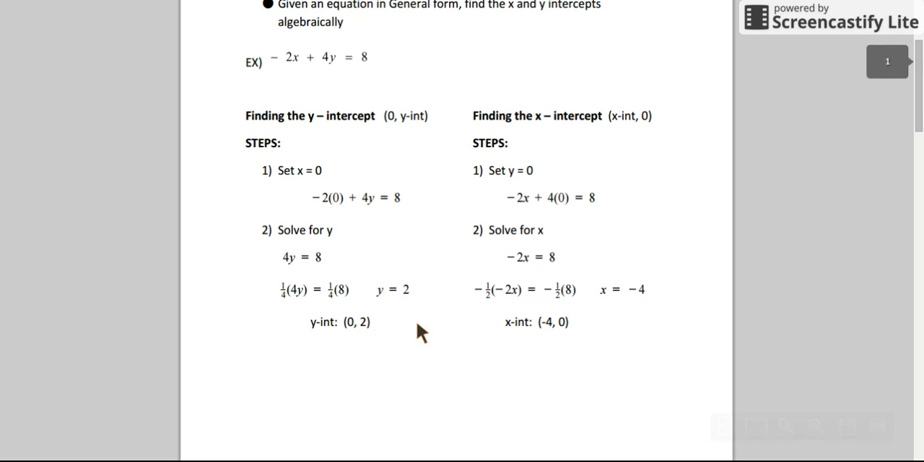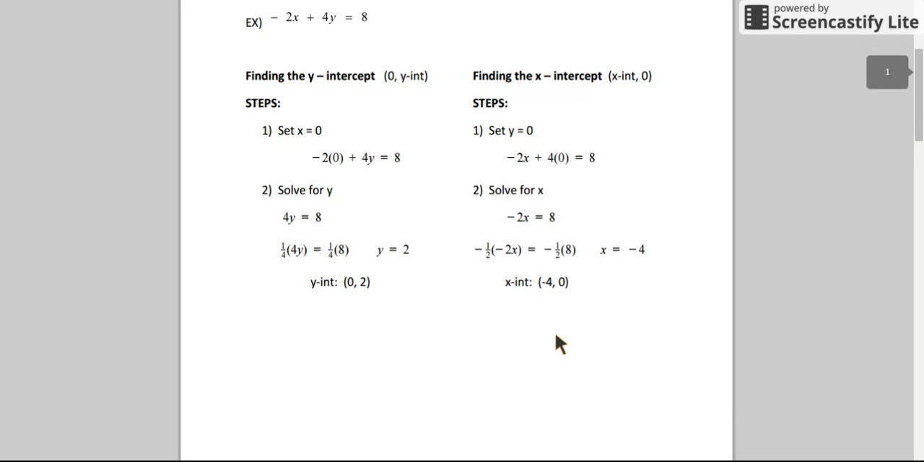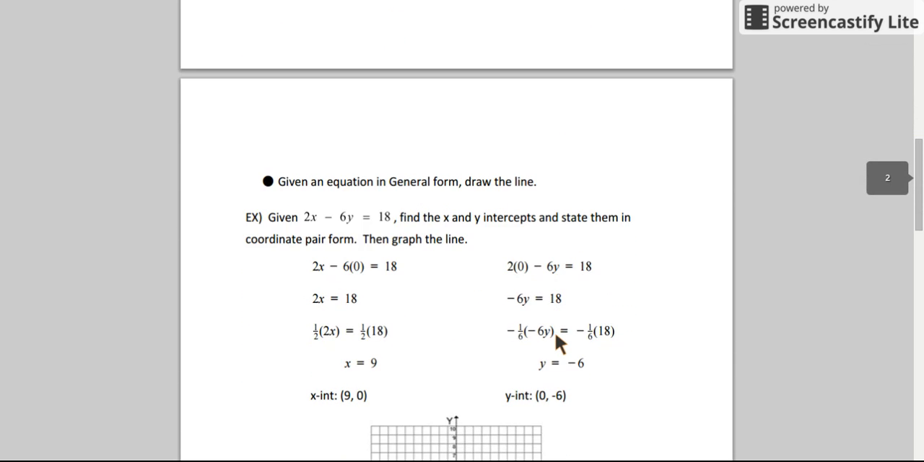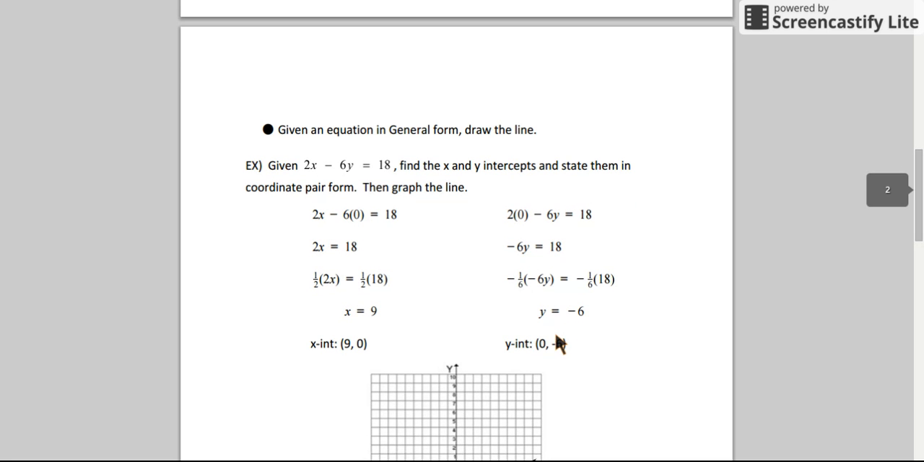So now I can use those two intercepts. I can plot those points and connect the points to draw a line. So that's what we'll do in the next example. We'll find the x and y intercepts, and then we'll actually draw the line by connecting those 2 points. So this time we're given this equation in general form again. I'm going to solve for the x-intercept. So I'm going to say that y is 0, cancel my y term, and solve for x.